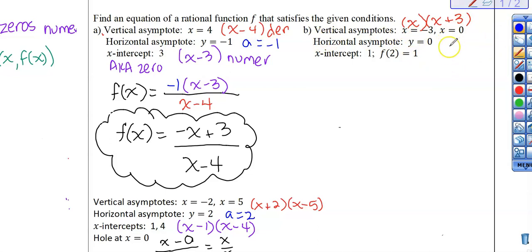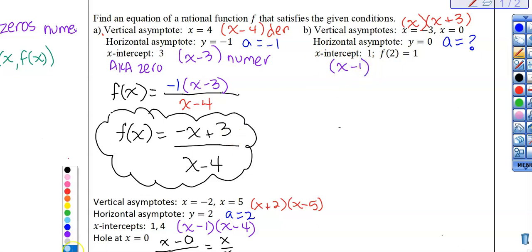Okay, so there's that. Our horizontal asymptote, something's different. Y equals 0, which means I don't know what A is. I'm going to have to actually algebraically find it. I know, what a pain. Okay, then we have our x-intercept or our 0. So that's the factor x minus 1.